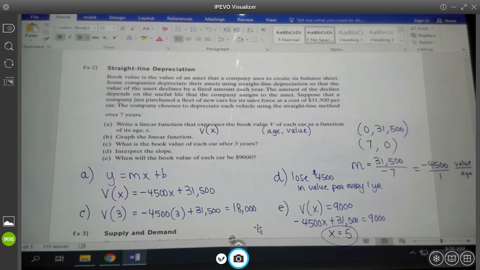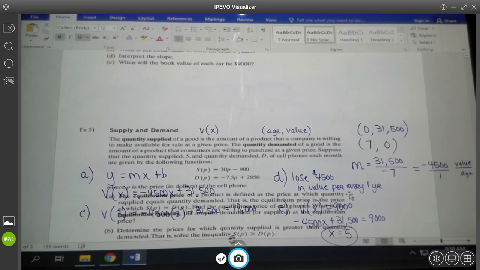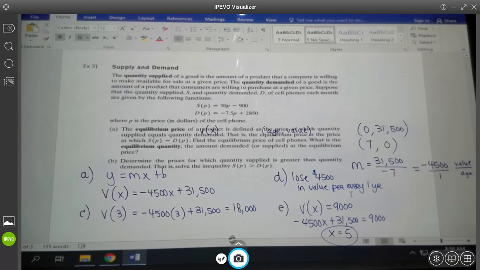The last problem basically tells you exactly what you should be doing each time, but here we go. So guys, basically, it's a supply and demand problem. The quantity supplied of a good is the amount of a product that a company is willing to make available for sale at a given price. The quantity demanded of a good is the amount of a product that consumers are willing to purchase at a given price. So suppose this is the supply and demand functions.